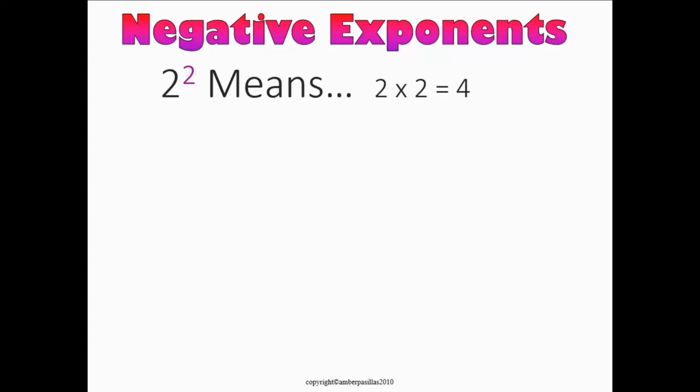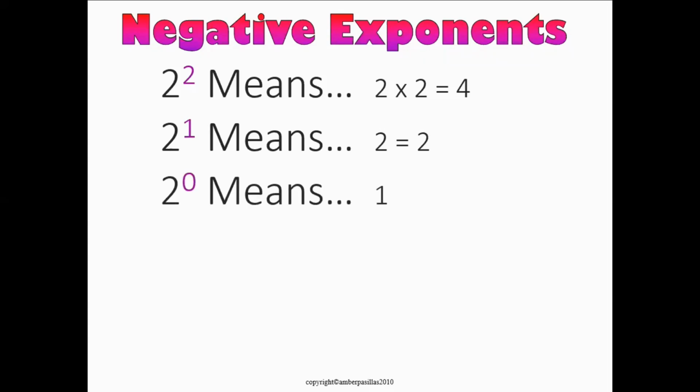So just another little recap. We know that 2 to the power of 2, or 2 squared, means 2 times 2, which is equal to 4. We know that 2 to the power of 1 would just be the number 2. And we know that 2 to the power of 0, or anything to the power of 0 that is not 0, is equal to 1.